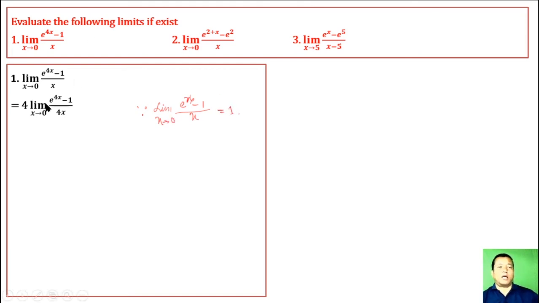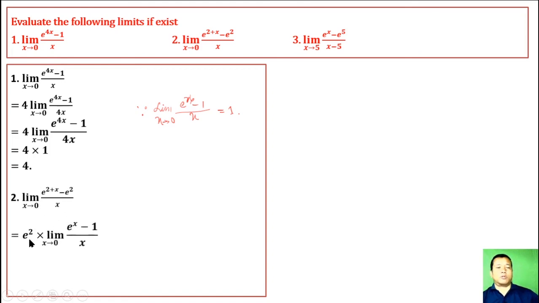For e to the power 4x minus 1, we need 4 in the denominator, so we multiply and divide by 4. Then we get 4 into the limit, which is the standard result whose limit is 1. We get 4. So the value of the limit is 4. Number 2, e square is taken out, and the limit of e to the power x minus 1 by x as x tends to 0 is exactly the standard formula, which is 1, so we get e square.